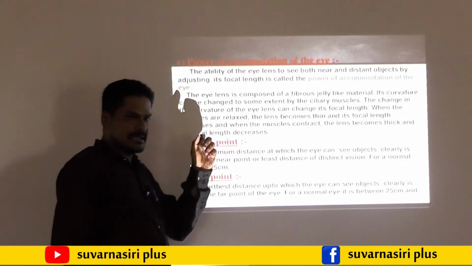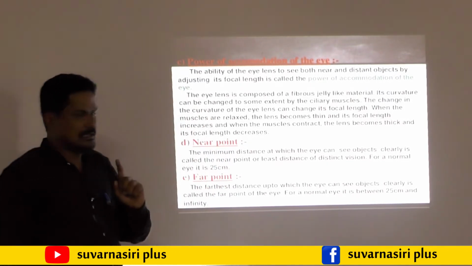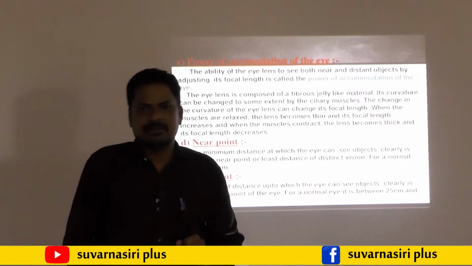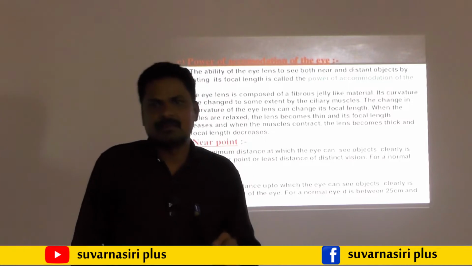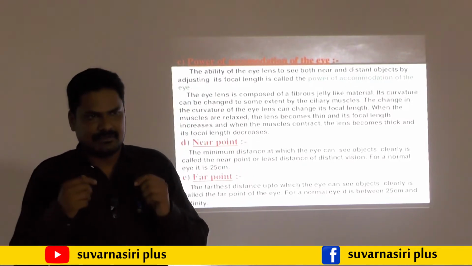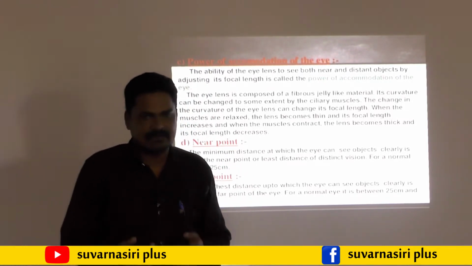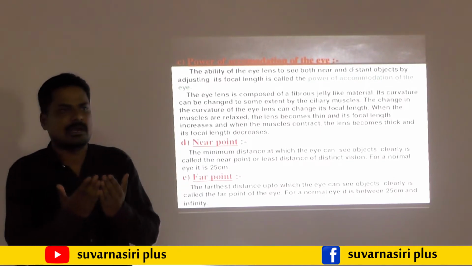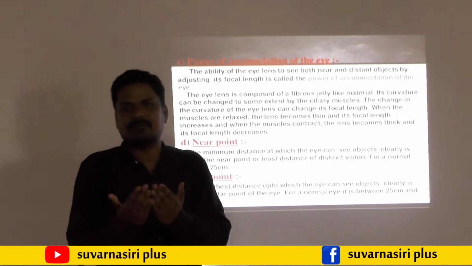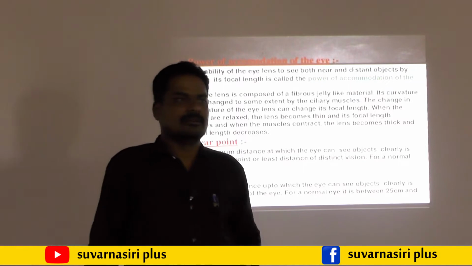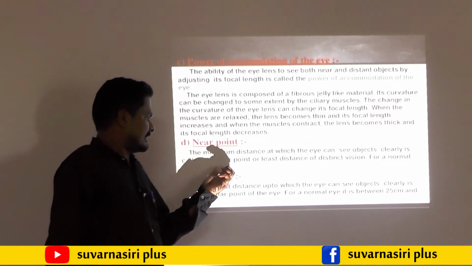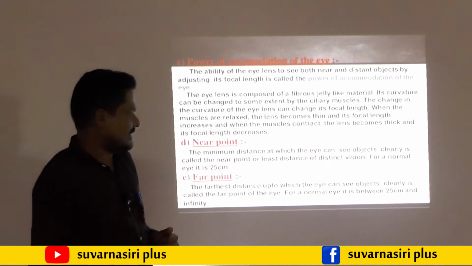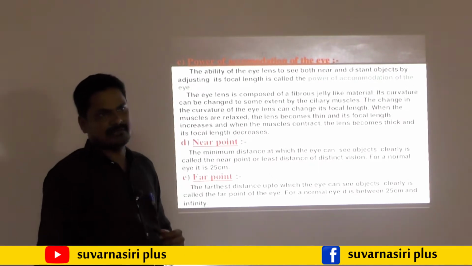Here we are studying the near point and far point. What is the near point? A normal person can see objects very clearly when we keep a book or any object in front of the eye within 25 centimeter. So 25 centimeter is the near point of the eye. And next, the far point of the eye.